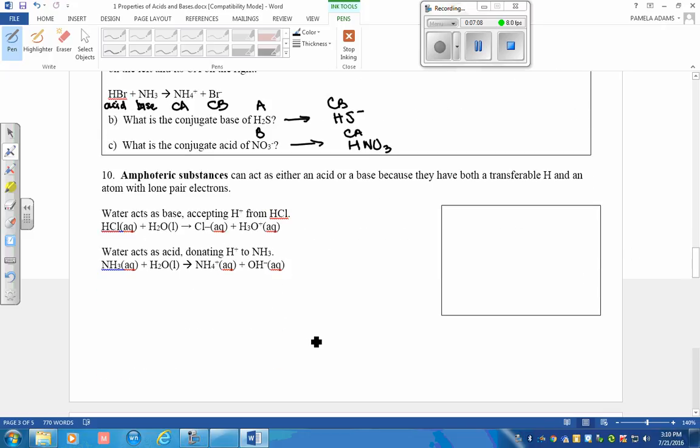Okay, an amphoteric substance can act as either an acid or base because they can transfer an H, so they can lose an H and they can take an H plus because they have a lone pair of electrons. Water is the big amphoteric one that you should remember.